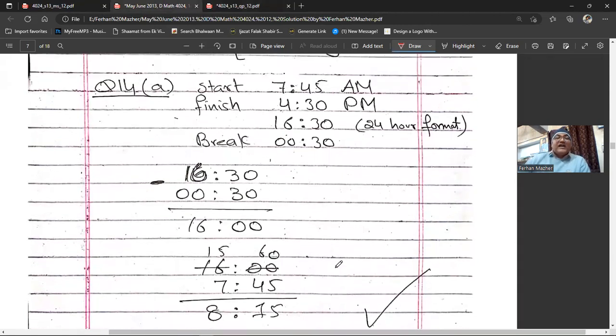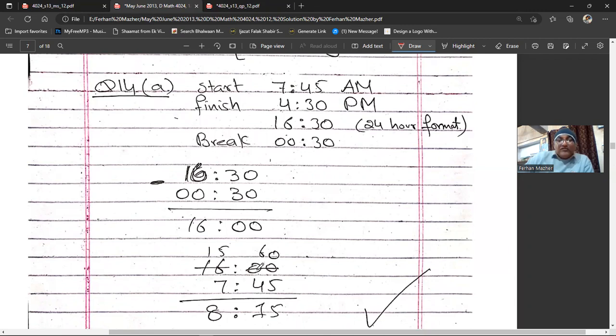So 7:45 a.m., 4:30 p.m. First of all, I convert this PM time format into 24-hour format. For that, in the 4, I will add 12. So you will have 16:30. The break time is 30 minutes. So first of all, from 16:30, I will take out the break. So you are left with 16:00. From 16:00 hours, I will subtract 7:45.